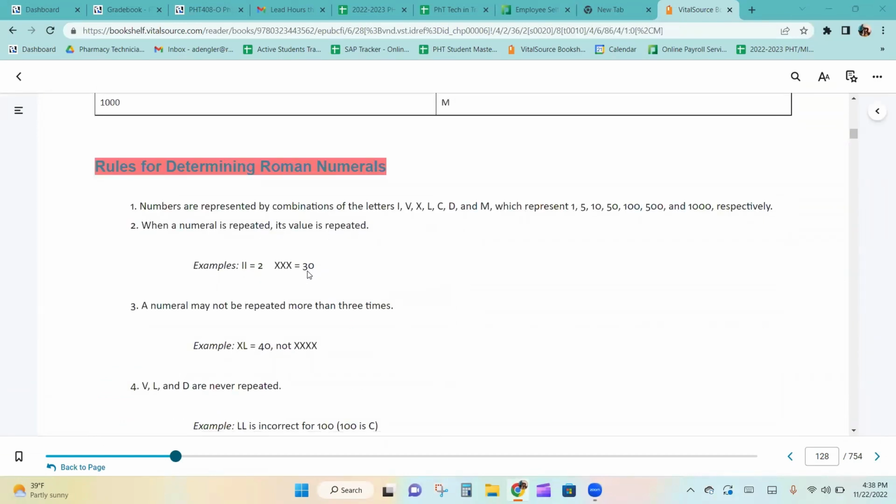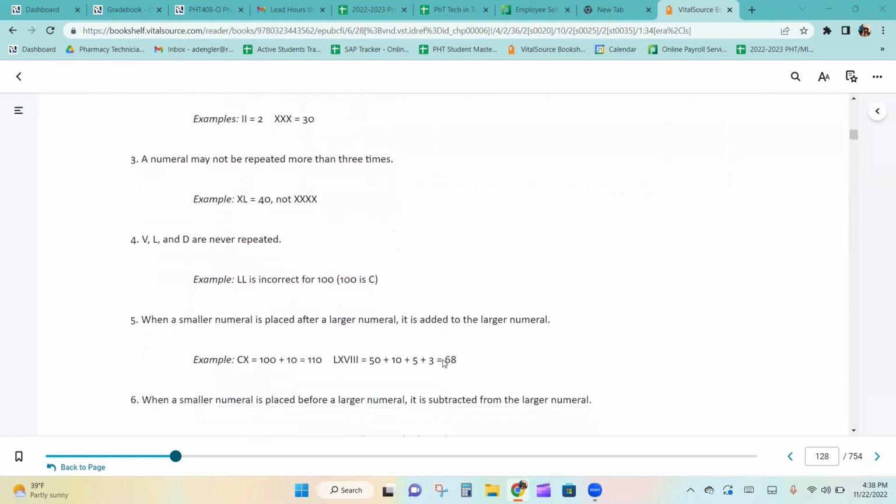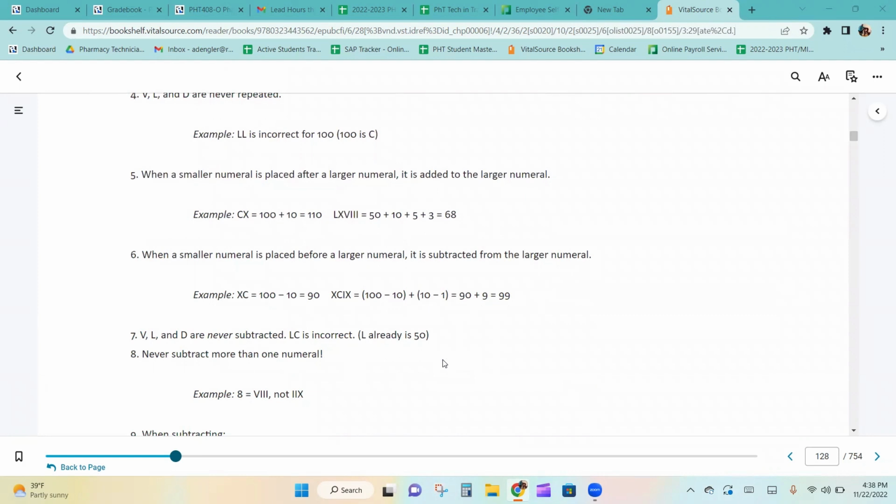And then we have the rules for determining Roman numerals. First, the numbers are represented by combinations of the letters I, V, X, L, C, D, and M, which represent 1, 5, 10, 50, 100, 500, and 1,000 respectively. When a numeral is repeated, its value is repeated. A numeral may not be repeated more than 3 times. V, L, and D are never repeated. When a smaller numeral is placed after a larger numeral, it is added to the larger numeral. And when a smaller numeral is placed before a larger numeral, it is subtracted from the larger numeral.